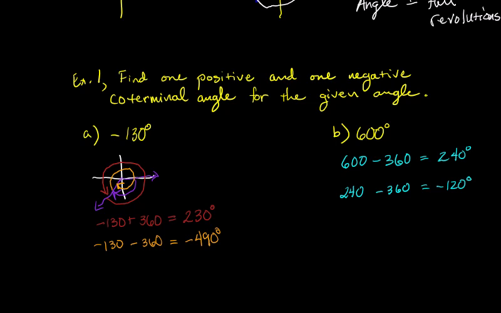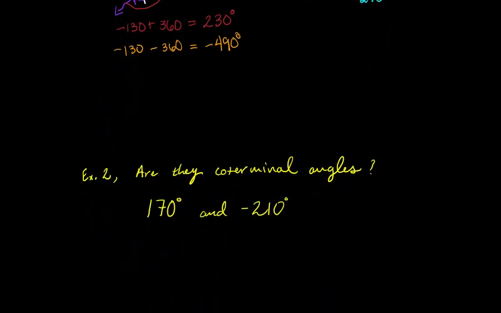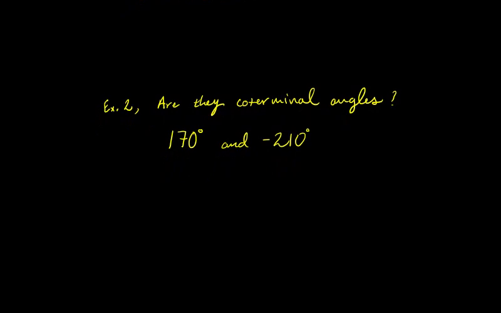All right, so after this kind of discussion, you should be able to answer this question. I'm going to let you look at it, take a gander. Are they coterminal angles? 170 degrees and negative 210 degrees. All right, think about it. Think about how you might go about it. If you're asking yourself, what's one way I could try to solve this? Hopefully you would say to yourself, I could draw them both.